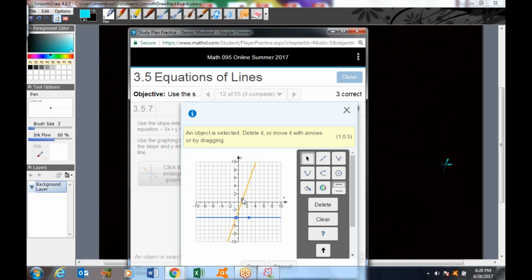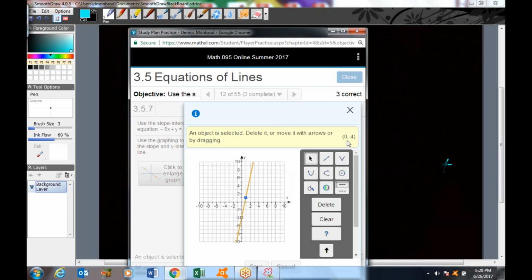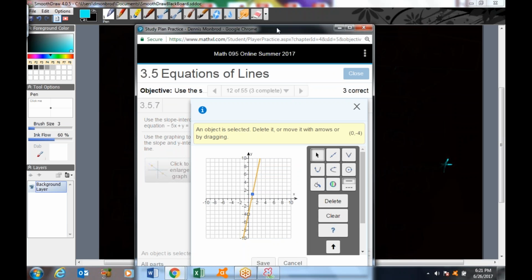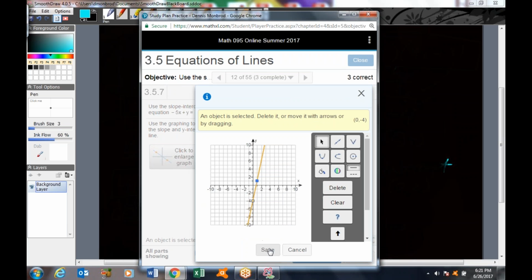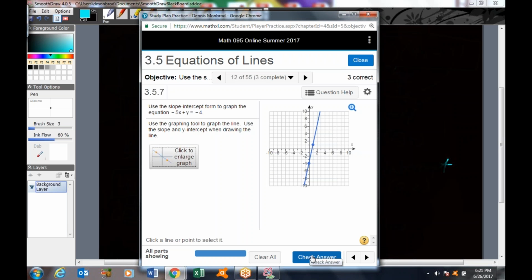Up by 5 is right there. Okay, but this one's actually wrong. I'm going to move that over here. There it is. Okay, so now that's where I want it. I'm going to save that. Notice it gave me the ordered pair 0, negative 4. Hard time seeing this one. Okay, so I save it, and we'll go ahead and check that.